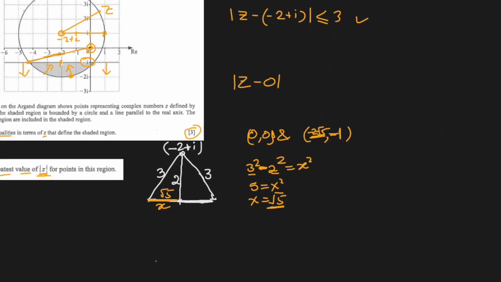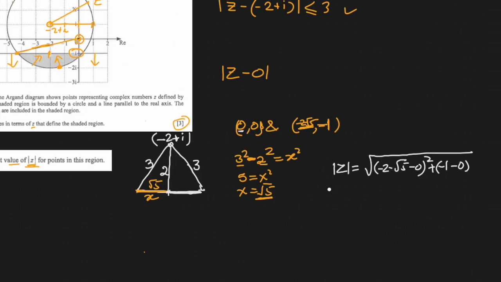Modulus of z will be minus 2 minus 5 square, minus 2 minus square root 5 minus 0. If we want to subtract 0, it is useless here, but that is the one, plus minus 1 minus 0 square, minus 1 minus 0 square. So I'm doing it manually. You can just place this in a calculator, you'll get it.